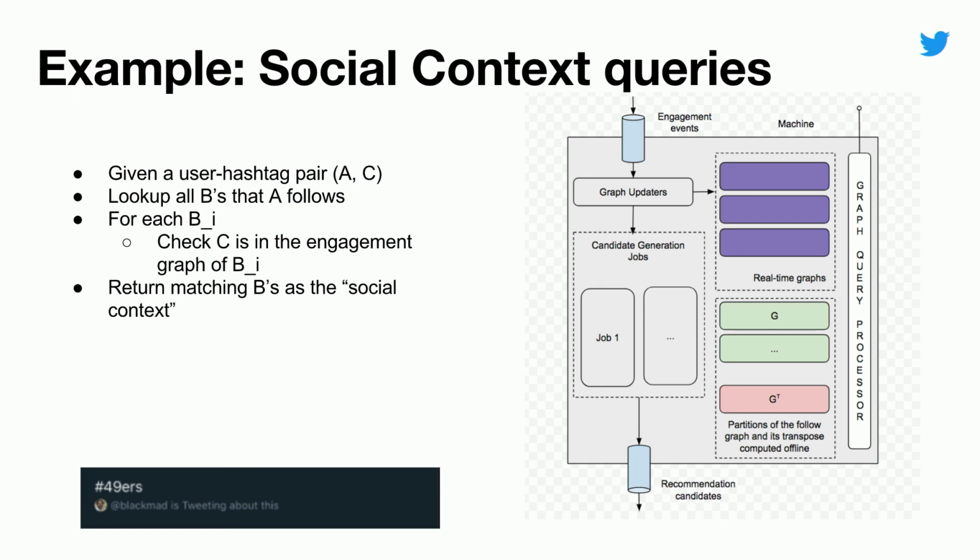So coming back to the example, for social context queries, given a user hashtag pair A, C, an algorithm that this graph query processor runs is: look up all the Bs that A follows, and for each B, check if C is in the engagement. So look at the engagement graph, which are the purple graphs kept in real time, and look at the forward graph for A, which is the green forward graph here for that set of users. This is partitioned, and return all the people that A follows that have engaged with that hashtag. And this is like a social context query.